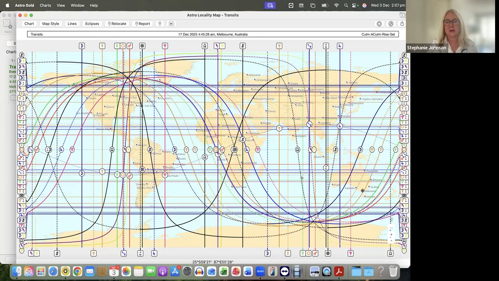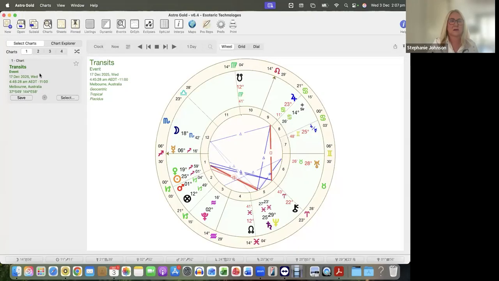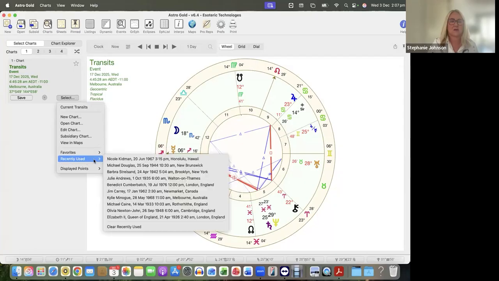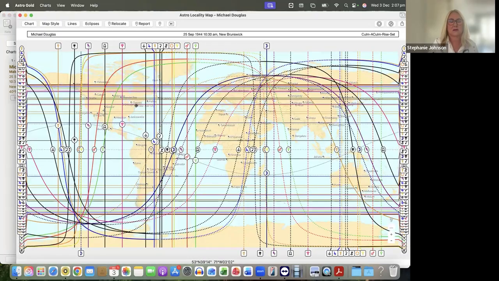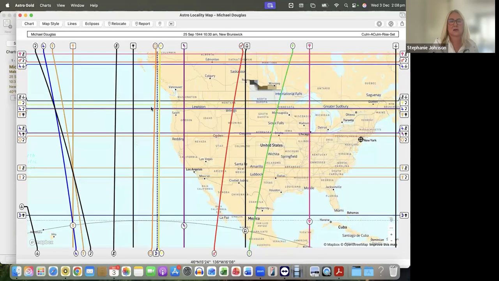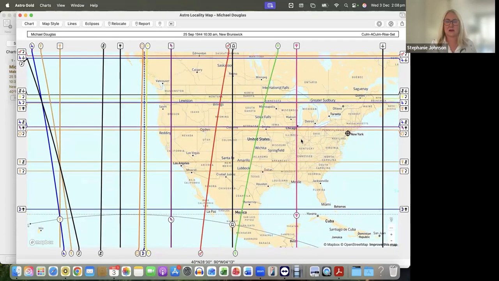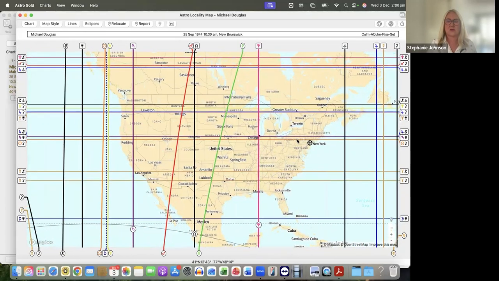Now, what we've added in here is the ability to really zoom in. So let's just go out of that for a second. And let's look at recently used. Let's look at Michael Douglas. So we come in here and we look at Michael Douglas, and let's hone in on his chart. So we come to America. Now, I've double-clicked to get to that, and I'm using a mouse so I can scroll around.